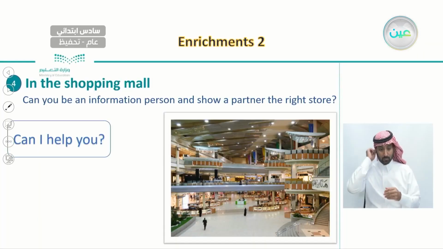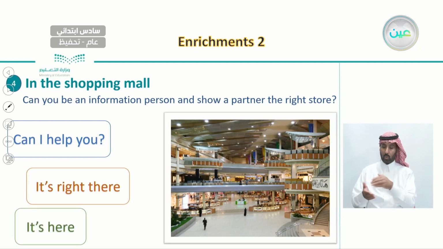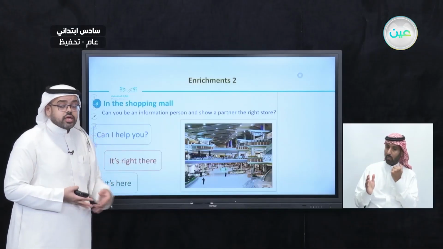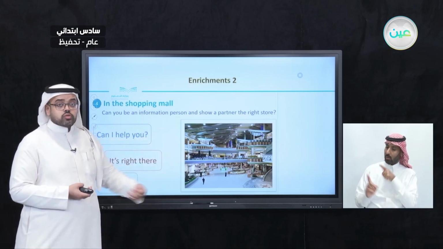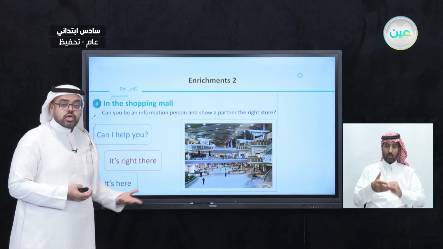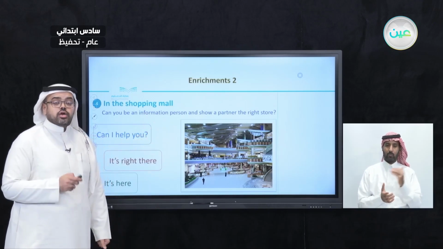After this, the last exercise we have is a shopping mall exercise, where I ask you to be an information person and show a person the right place. So when you're going to a mall, for example, and you see someone lost, you can start offering your help by saying, "Can I help you?" And if this person got lost or is looking for a certain store, you can use phrases like, "It's here," if it's close, or "It's over there." This conversation will help you practice your English and also make you the information person that everyone is looking for.